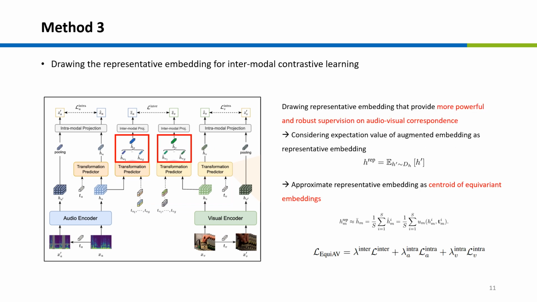Third, we draw a representative embedding that provides more powerful and robust supervision on audio-visual correspondence. Here, we consider the expectation value of augmented embedding as the representative embedding. H' is the embedding of the augmented data, and DH is the space covered in the feature space by the original data with augmentation. Then, we approximate the representative embedding as the centroid of equivariant embeddings. Finally, we can compute the total loss of our framework as the summation of loss from equivariant intramodal space and invariant intermodal space. Also, you can check the detailed loss function format in our paper.